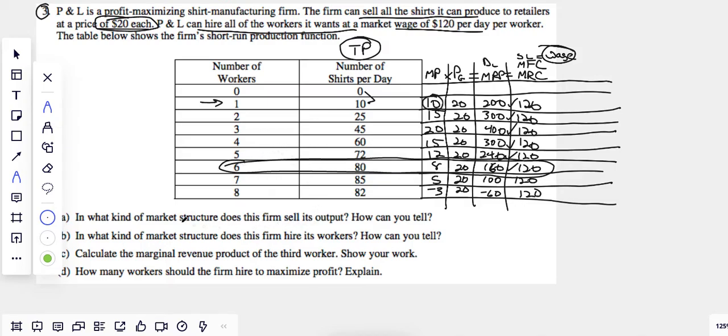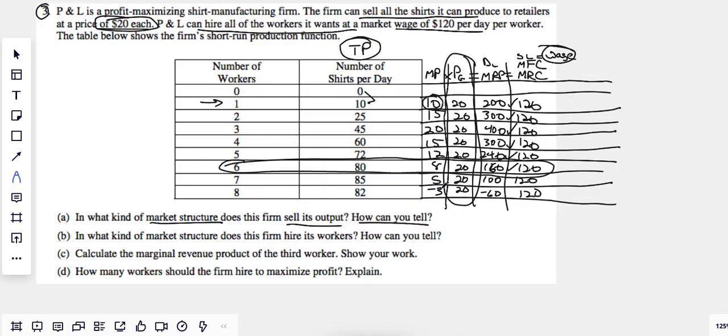And we can see that. They ask us a few questions here. It's important to know this. They say in what market structure do they sell their output? When they say market structure, that means perfect competition, monopoly, monopolistic competition, oligopoly. And then, how can you tell? Well, the hint here is right here. What we can see is that the price doesn't change. If the price is constant, it has to be a perfectly competitive market.